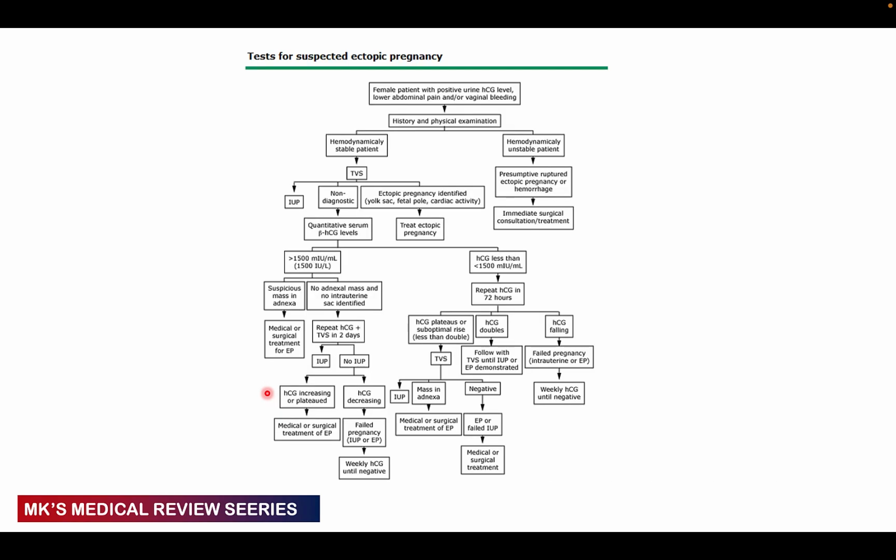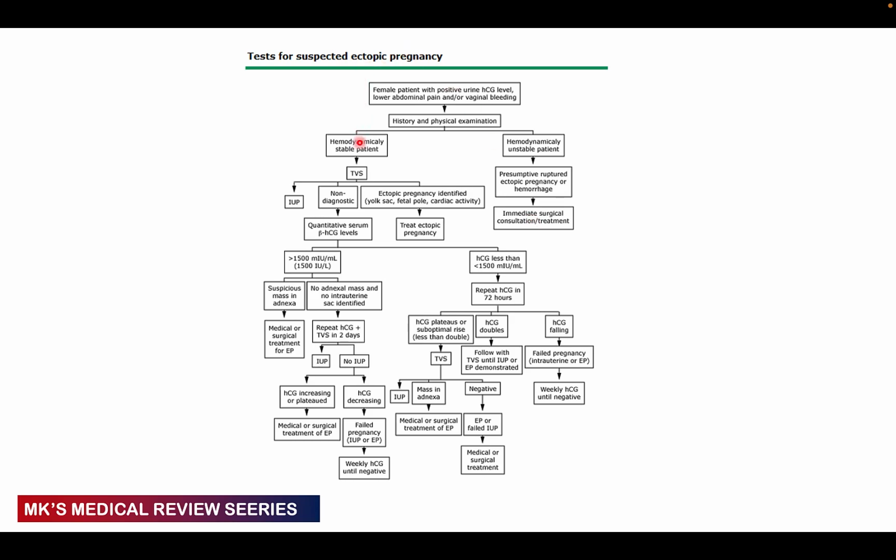So here's our management algorithm that's going to be used to test for suspected ectopic pregnancy. This would be a female with a positive urine beta HCG level, lower abdominal pain, and/or vaginal bleeding. You do a history and physical examination to determine whether they are hemodynamically stable or unstable. If they're hemodynamically unstable, we can make a presumptive diagnosis of a ruptured ectopic pregnancy or hemorrhage, so we order an immediate surgical consult or immediate surgical treatment.